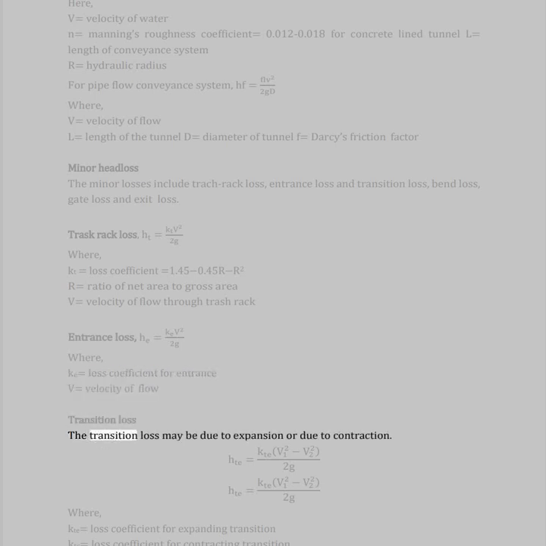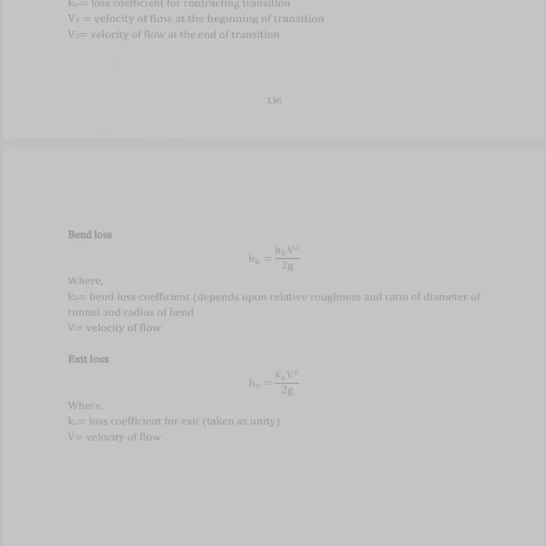Transition loss. The transition loss may be due to expansion or due to contraction. H equals K_te (V1 minus V2) squared over 2g, and H equals K_tc (V1 minus V2) squared over 2g, where K_te equals loss coefficient for expanding transition, K_tc equals loss coefficient for contracting transition, V1 equals velocity of flow at the beginning of transition, V2 equals velocity of flow at the end of transition.